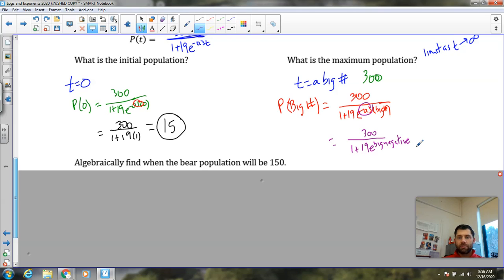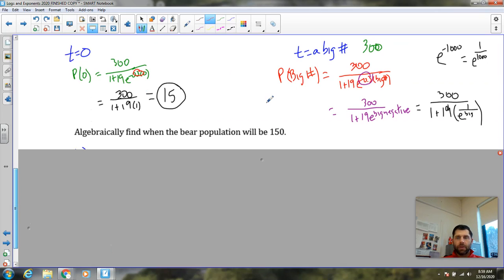So we have e to a very big negative number. Let's say it's e to the negative 1,000th. E to the negative 1,000th is 1 over e to the positive 1,000th. So what's happening here is a really important idea when we get into limits. We end up with 1 plus 19. Let me write this differently. We have 1 plus 19 times 1 over e to a really big positive number.